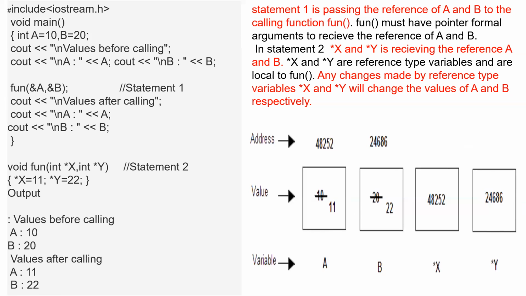So hence, before I call my function, the values are 10 and 20. But after I call my function, these are now the values which have been modified in the address itself. Hence, the changes have been done in the original place. Clear? Simple example, children.